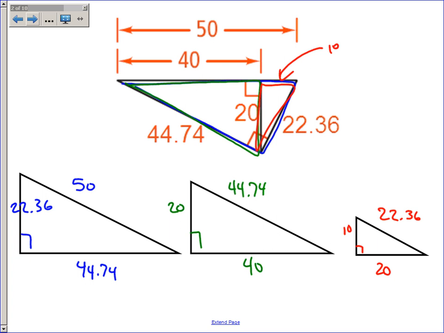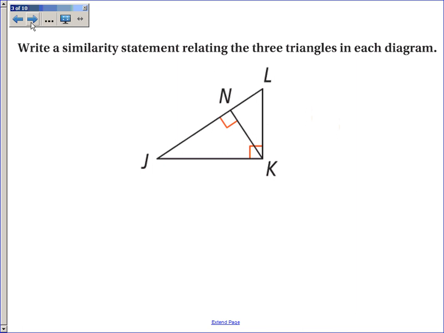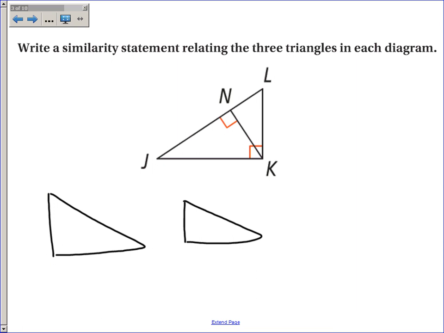You're welcome to go ahead and calculate some scale factors or look at some ratios, but these are all proportional to each other and they're all similar to each other. Now let's write a similarity statement that relates the three right triangles in this diagram. One way of doing this is by drawing out all three triangles like I did in the last slide. So here is the largest one. Although they're similar, my picture may not be perfect. So I have the large, middle, and small.